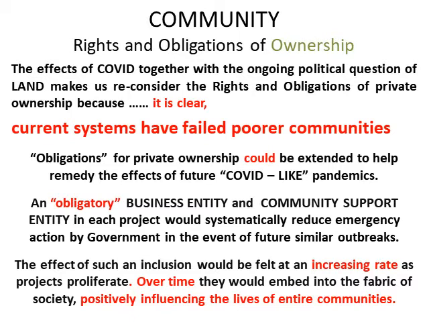Obligations for private ownership could in fact be extended quite easily to help remedy the effects of future COVID-like pandemics. In each of these projects, an obligatory business entity and community support entity would systematically reduce emergency action necessary by government in the event of future similar outbreaks. And the effects of such an inclusion would be felt at an increasing rate as each project proliferates into new projects, and over time these positive effects would embed into the fabric of society, positively influencing the lives of entire communities.